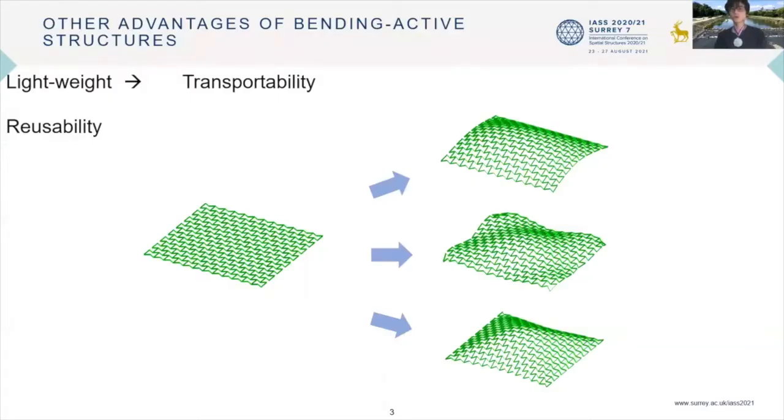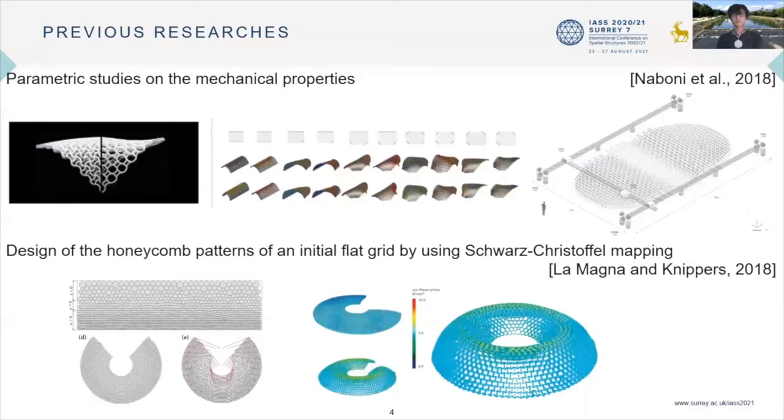Other advantages of bending active structures in general are their light weight, which makes them easy to transport, and once the initial flat plane is generated, it can be reused in various forms. Two major attempts have been made so far to design this structure. The first one is a parametric study to get an idea of the basic mechanical properties of ABAG. The second is to tune the distribution of Gaussian curvature on the surface after large deformation by continuously changing the shape of the units. Our study is greatly inspired by these two works.